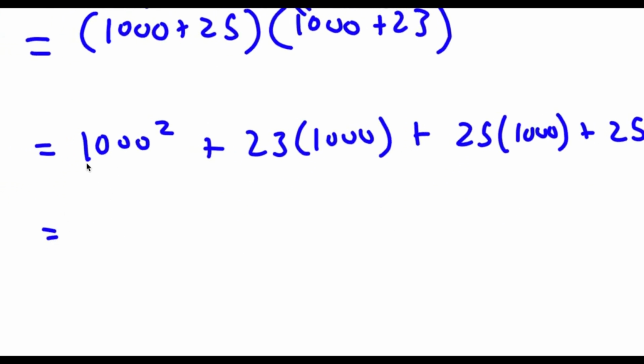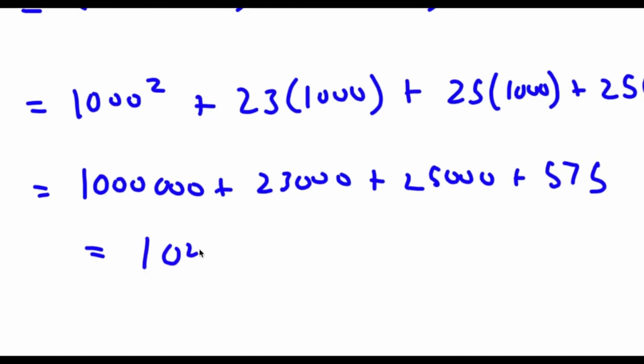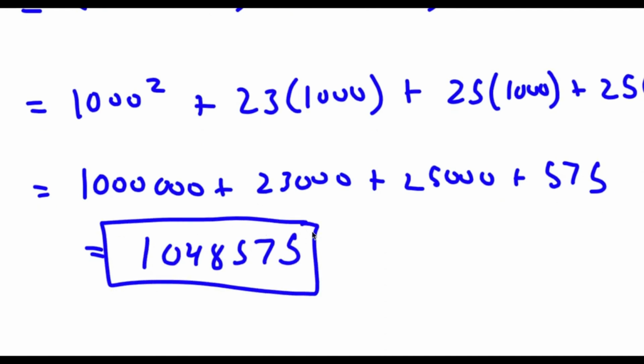So now 1000 squared is going to equal 1 million, plus 23 times 1000 is 23,000, 25 times 1000 is 25,000, and 25 times 23 is going to be 575. So now if you add all of these together, you get 1,048,575. So this is my answer.